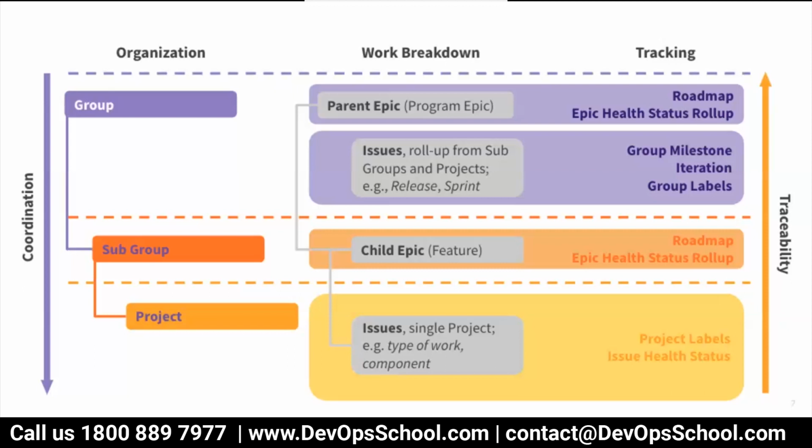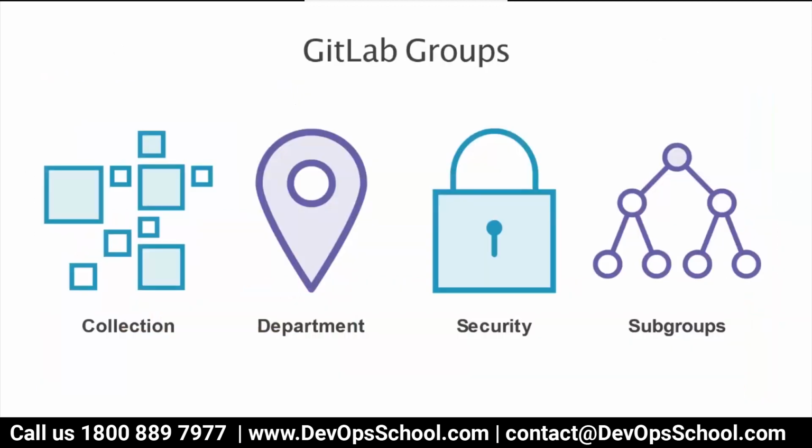So you have to understand group label. You can set the parent epic. There you can set the roadmap, and inside the group what you can have: subgroup, projects, and stuff like that. Are you understanding this flow now?